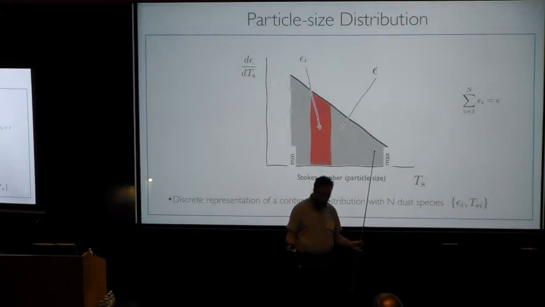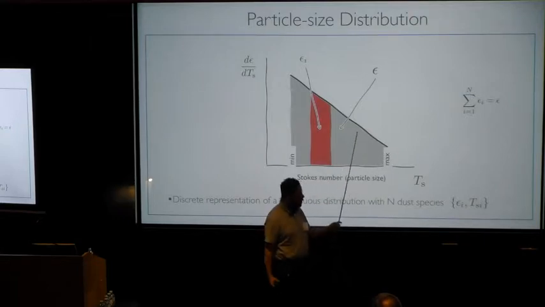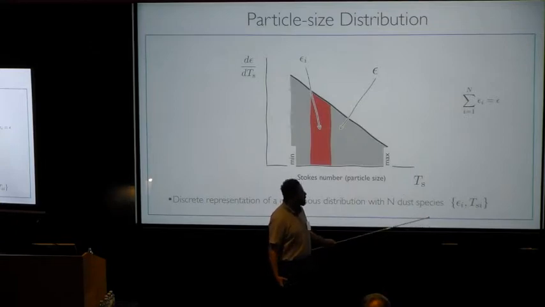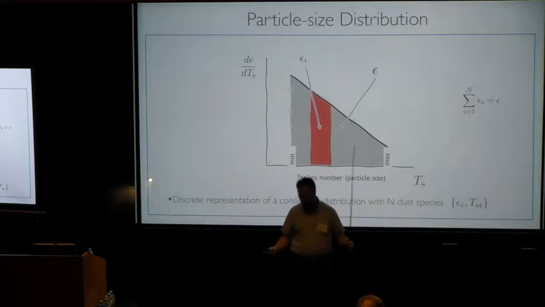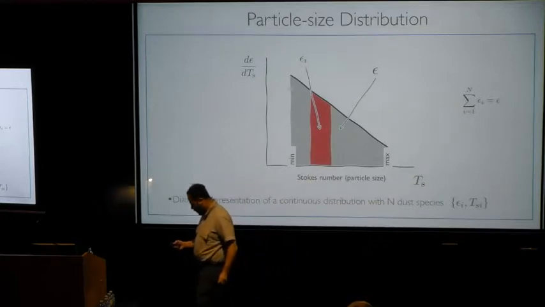And then you can do this any way you want, but we just chose one way to do this, but the results will not depend on this particular choice. And the constraint we're going to have is that the sum over species gives you the total mass, which is a reasonable assumption unless you have some source of dust.